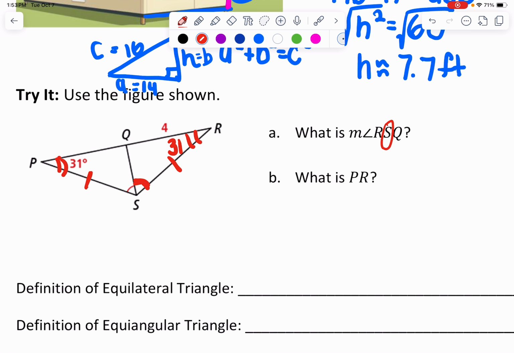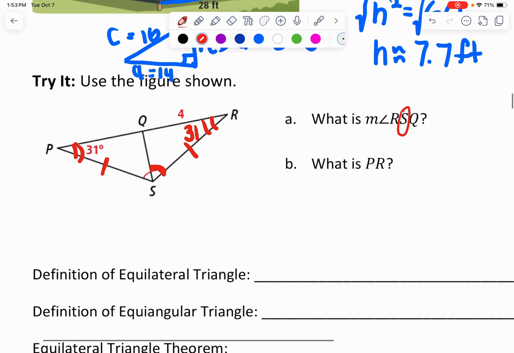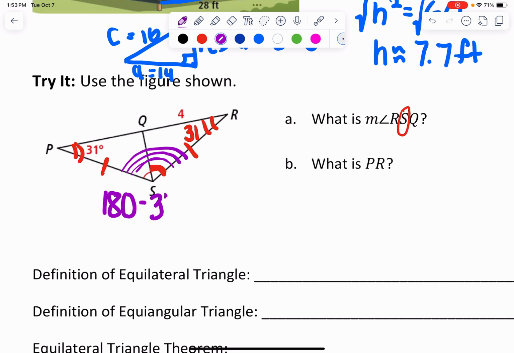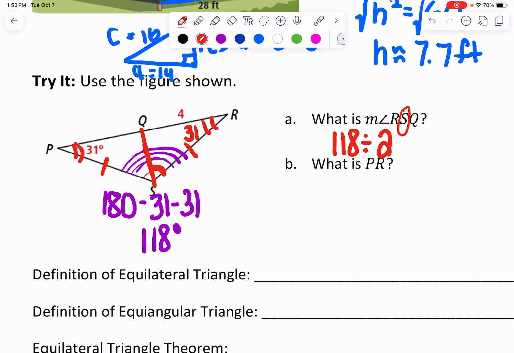From there, what we're going to do is find the total angle up here. So this angle up here, by doing 180, because it's a triangle, minus 31 minus 31, you get 118 for that purple angle. But now, looking at what I'm trying to find, this angle right in here is a bisector. A bisector cuts it in half. So in other words, I do 118, the whole length, divide by 2, and you would get 59 degrees. That's the first part.